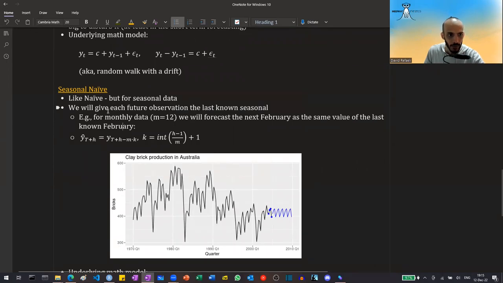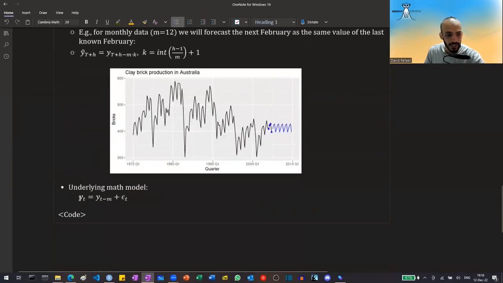So we will give each future observation the last known seasonal value that it had. So in this data, you can see the data here is quarterly. So we have the last 4 points. This was quarter one, this was quarter two, this was quarter three, this was quarter four, and we simply continue this. So because this is naive, we are in quarter one again, we predict the last quarter one. We are in quarter two, we predict the last second quarter. And this is just some math way of explaining this, but it's very simple.